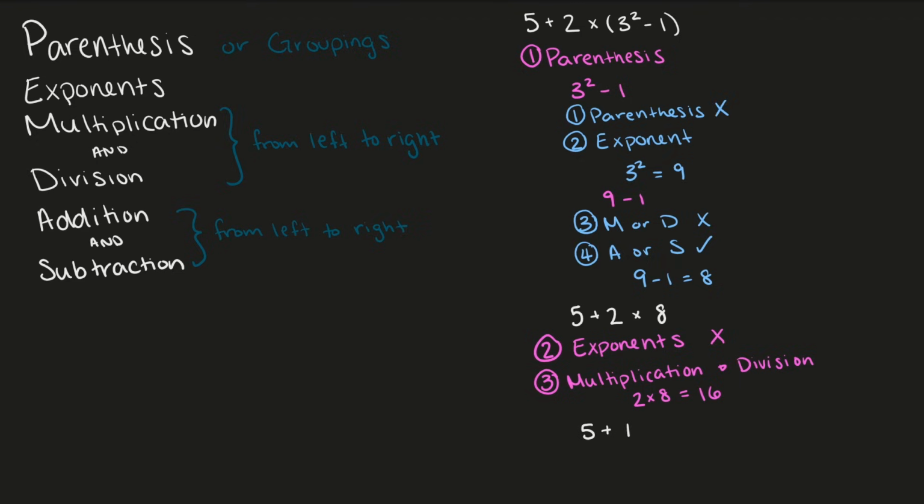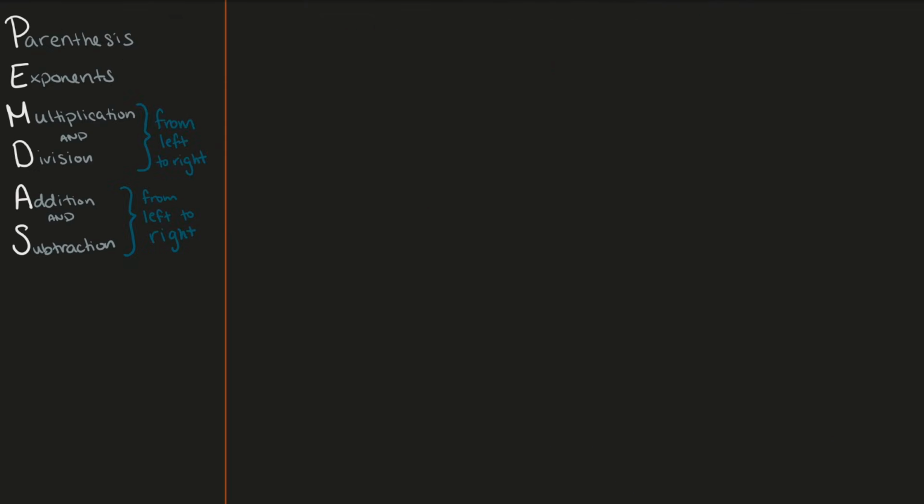We don't have any more multiplication and division, so we can move on to our addition and subtraction. From left to right, we only have addition, 5 plus 16, and this is equal to 21. We don't have any subtraction, so we're done, and the value of our expression is 21. Let's evaluate some expressions using the order of operations.